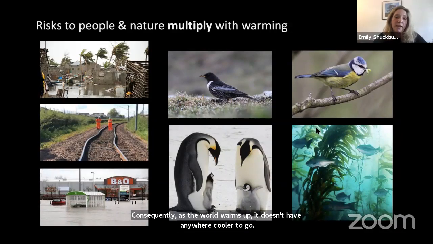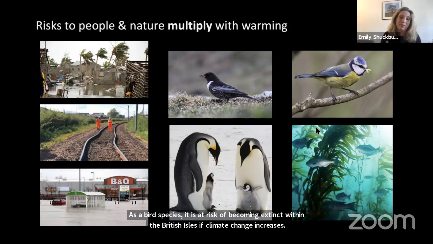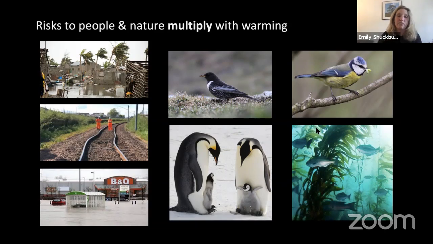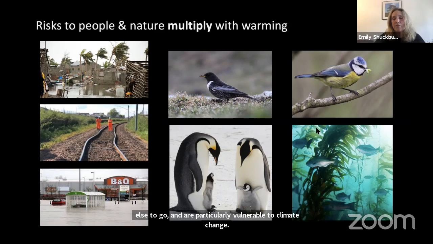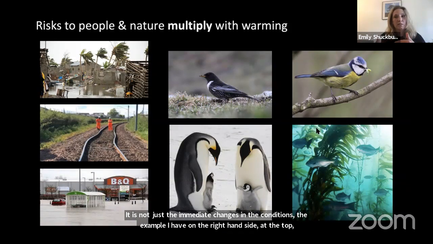And similarly, the penguins that are shown at the bottom there are another species, polar species, already in the coldest part of the world. They don't have anywhere else they could go as the world starts to warm up and are particularly vulnerable to climate change. And it's not just the immediate changes in the conditions. The example that I have on the right-hand side at the top is of a blue tit, and it's an example of a species that's very dependent on the seasonal cycles.